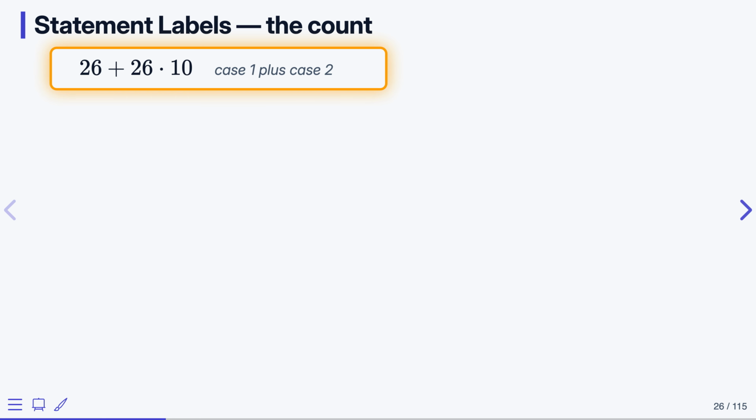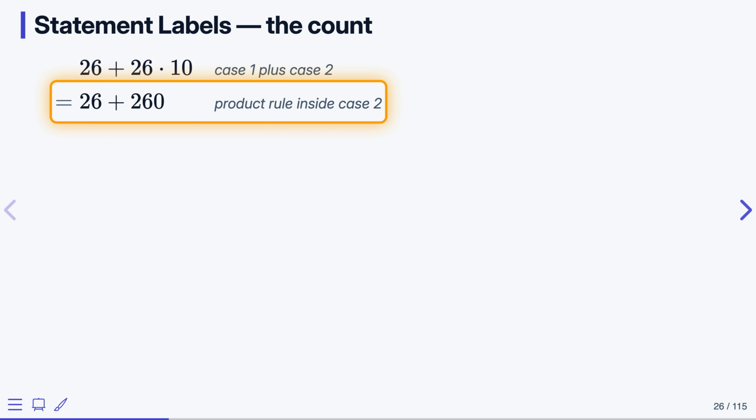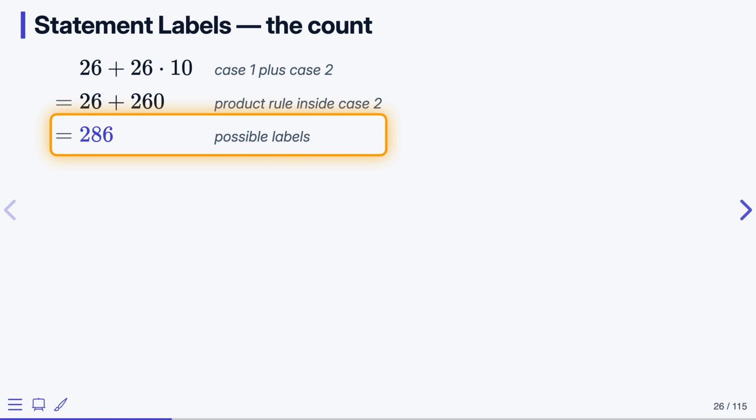This is the working. Line 1. Add the two cases. 26 for the single letter plus the count for a letter and a digit. Line 2. That second count is 26 times 10, which is 260. Line 3. 26 plus 260 is 286, so there are 286 different labels. Notice how the two rules work together. The product rule counts inside one case. The sum rule joins the cases.